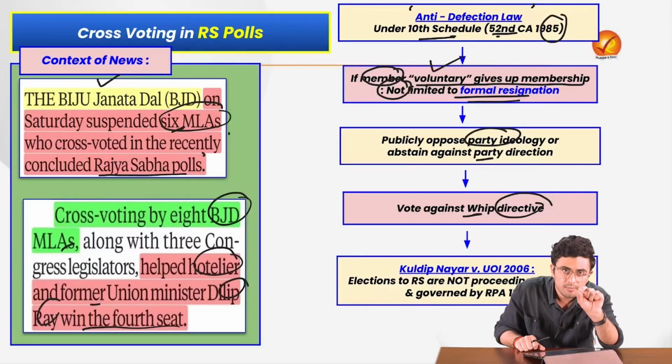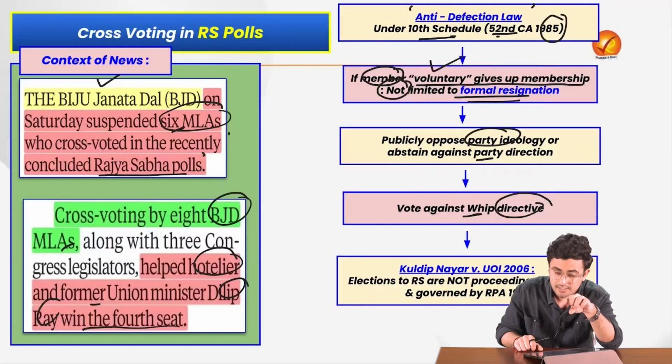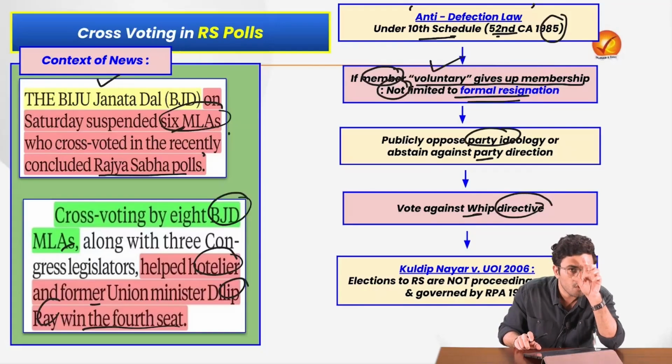So keep one thing in your mind: this concept of not adhering to the directive of the whip to vote only for a certain person on the lines of the party, and if you do not vote, that will be considered a case of defection. Does the anti-defection law also apply to the voting which takes place for the election of Rajya Sabha?